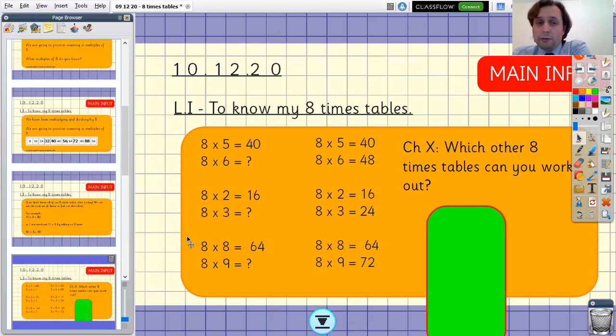8 times 3, which is this question here, is then going to be 24, so that's 16 plus 8. And then 8 times 9 is going to be 72, because we have 64 plus 8, which is going to give us 8 times 9 if we know what 8 times 8 is. Okay, I hope you were successful there, but again, don't worry if you were not, you can always go back and try this again.